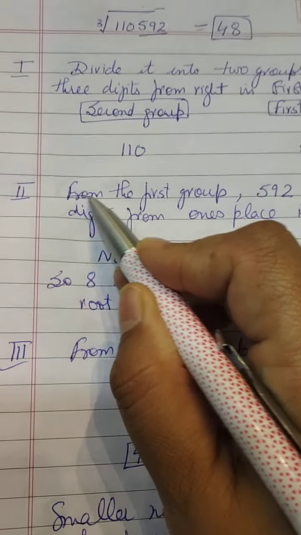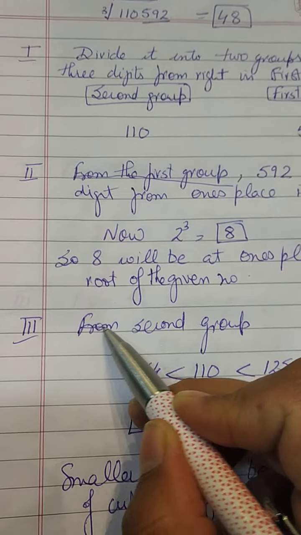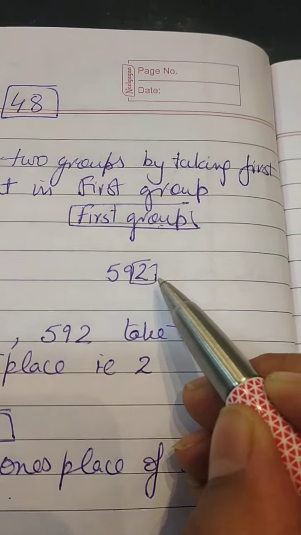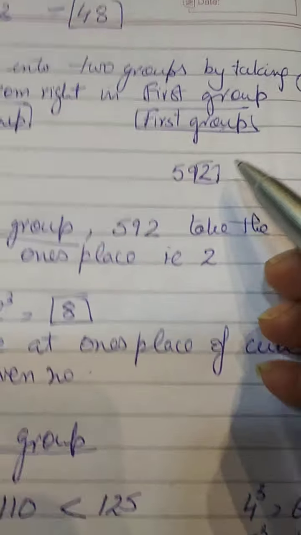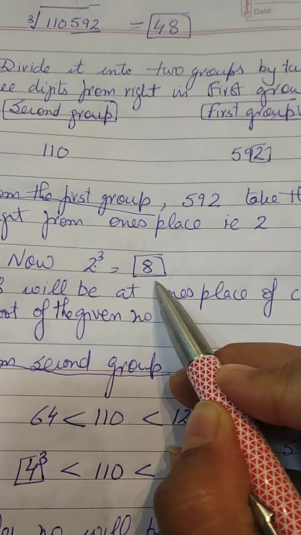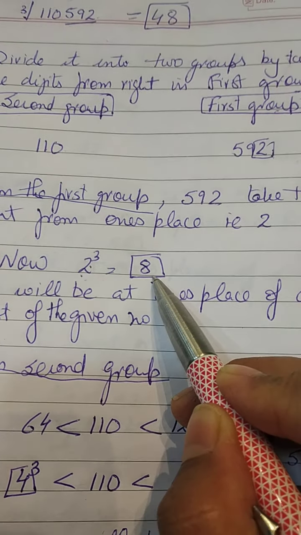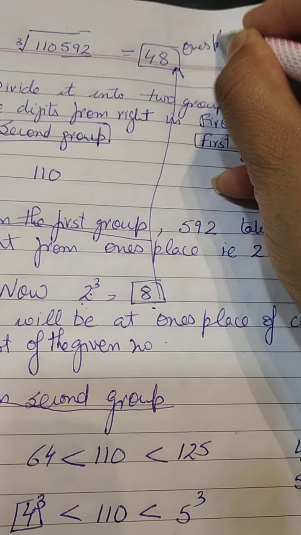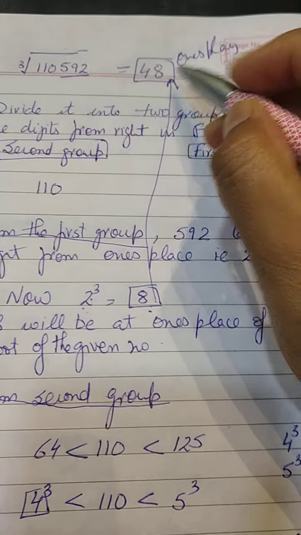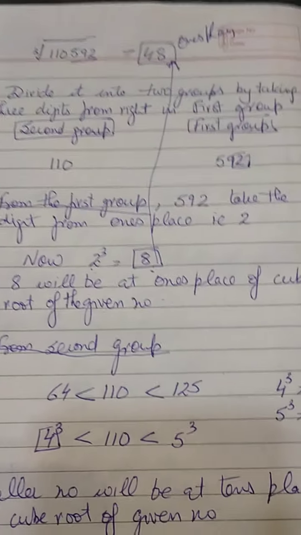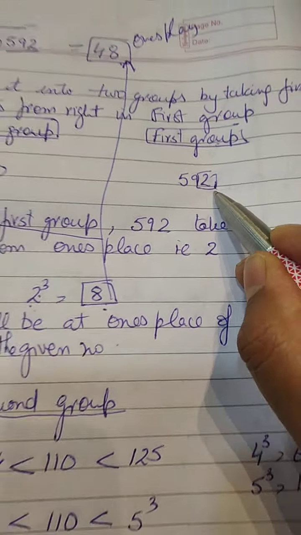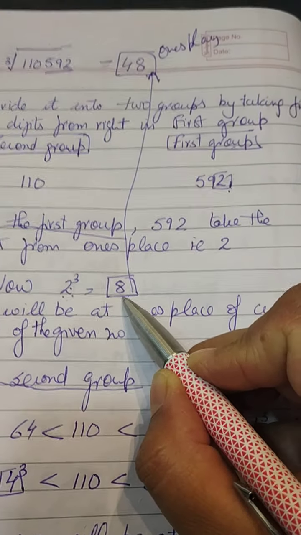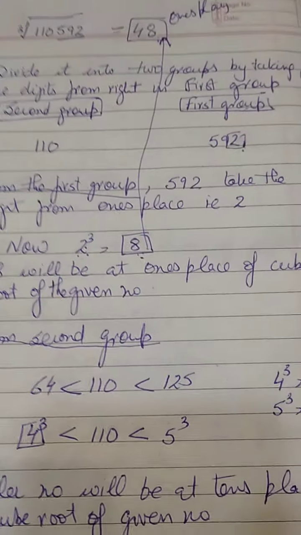In the first group you have to take the digit at ones place and cube that number. The cube of this number is 8, and you write this digit at ones place in your answer.